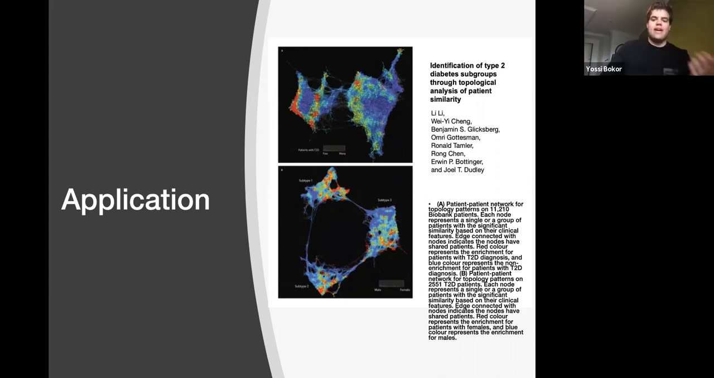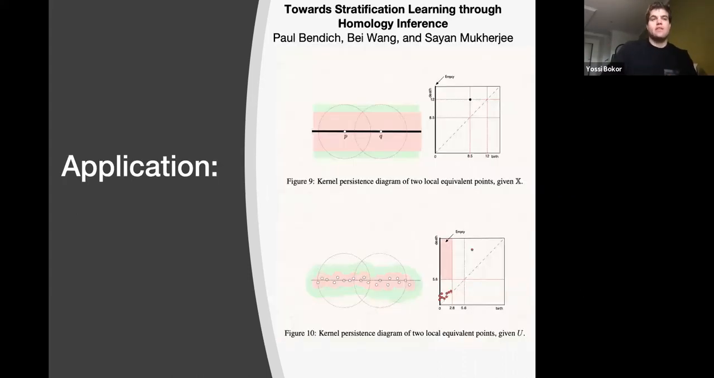All right. Moving away from medical stuff, now to things which are closer to home for me and are highly related to my PhD project. I'm going to talk briefly about moving towards stratification learning through homology inference. So Paul Bendich, Bei Wang, and Sayan Mukherjee, a couple of years ago, used persistent homology to determine whether two points in a sample of a stratified space have come from the same strata or not, or look like they're in the same strata.